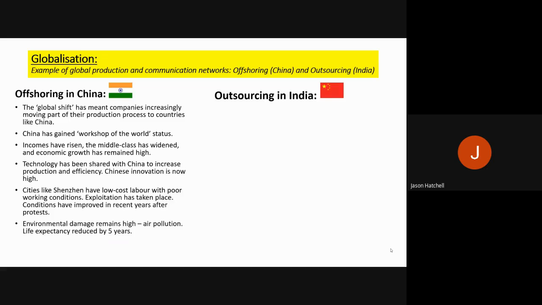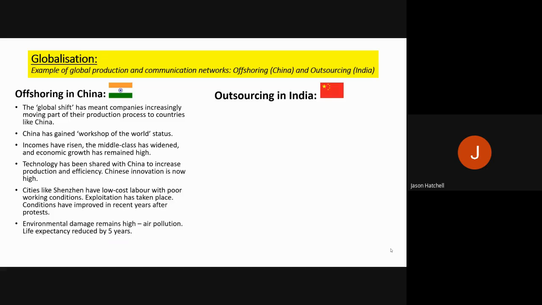The incomes have risen, the middle classes have become bigger, economic growth has remained high, and all of this is because manufacturing has largely shifted towards China. Technology has been shared with China, which means it's been able to increase its production amounts and how efficient it is. It's also been able to increase its innovation. Cities like Shenzhen have low-cost labor with poor working conditions still, though. Exploitation has taken place, but this is improving over time.